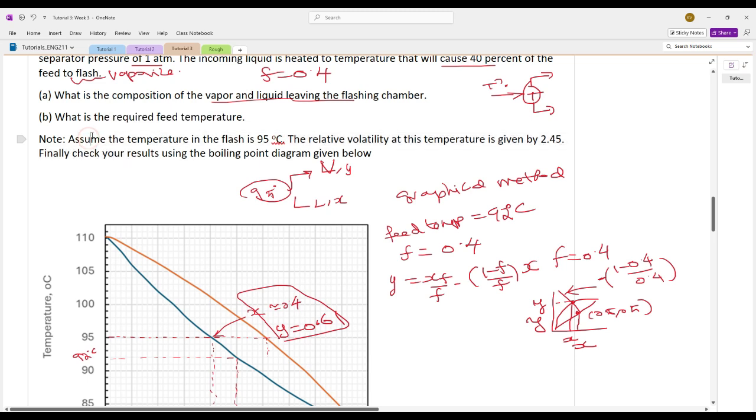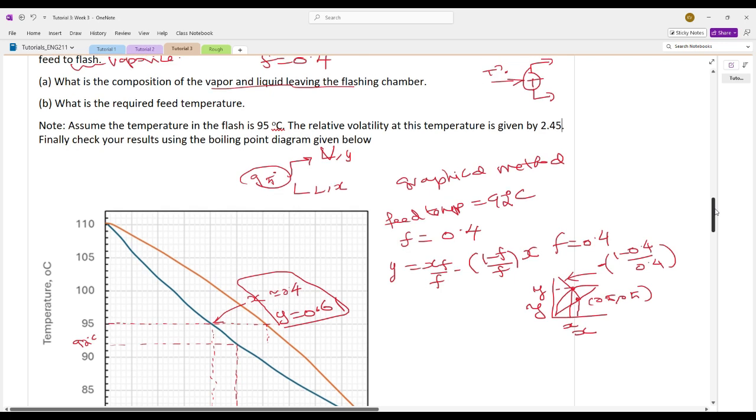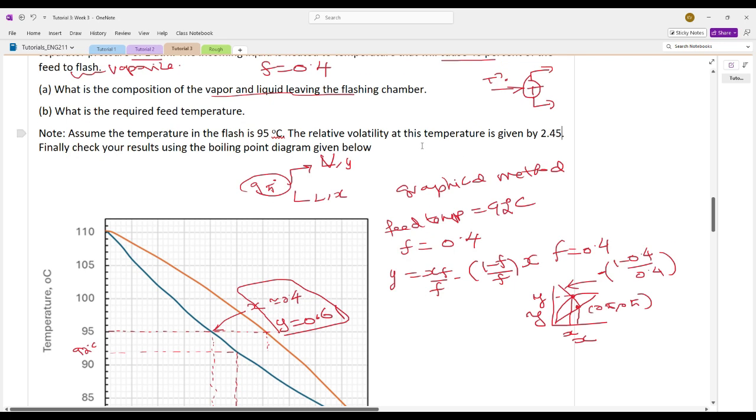But you cannot assume in the final exam, oh, assume the temperature in the flash is 95 degrees centigrade. You should read the problem. Now let's use the other method. I gave something called the relative volatility at this temperature is 2.45. Or I may give that the flash column is maintained at some particular temperature, and at that temperature the relative volatility is given as 2.45. Then how do you solve it?